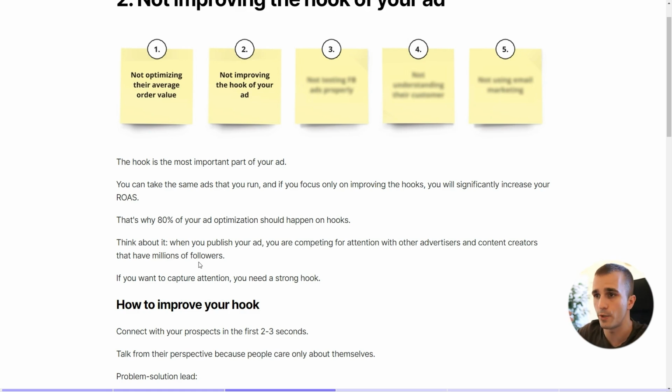When you think about it, when you publish your ad, you're competing for attention with other advertisers and other content creators that have millions of followers. On Instagram, on TikTok, wherever you are marketing, just imagine how many posts your customers see daily. You really have to stand out. You have to make them resonate with your message. You need to hook them into your ad, and this is why it's the most important and sometimes the hardest part, but you should give your best to optimize your hook as much as possible, because that's the highest leverage that you can have with your ad.